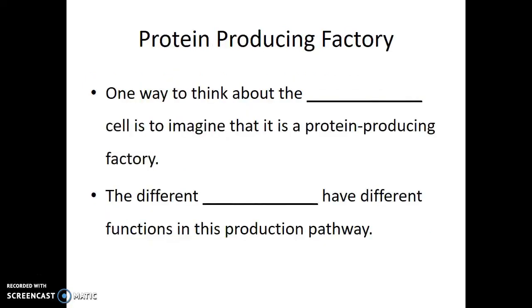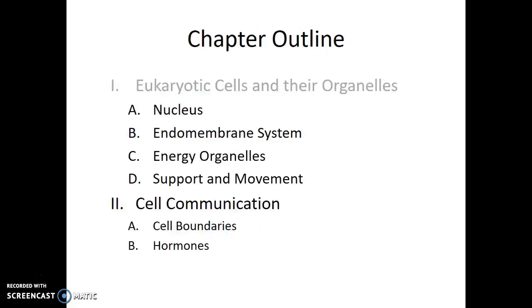Now, an analogy that we will use to describe these different organelles of the eukaryotic cell is an extended analogy about the cell being a protein-producing factory. So again, one way to think about the eukaryotic cell is to imagine that it is a protein-producing factory, and the different organelles have different functions in this production pathway. So we're going to start this tour of our protein-producing factory in the administrative office, also known as the nucleus.